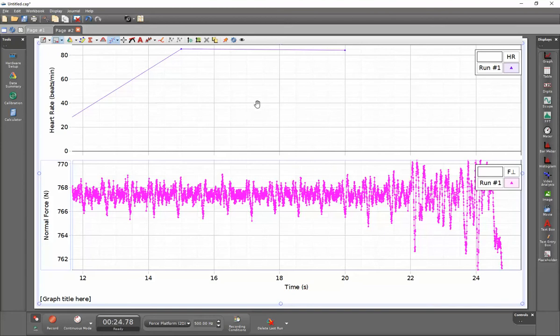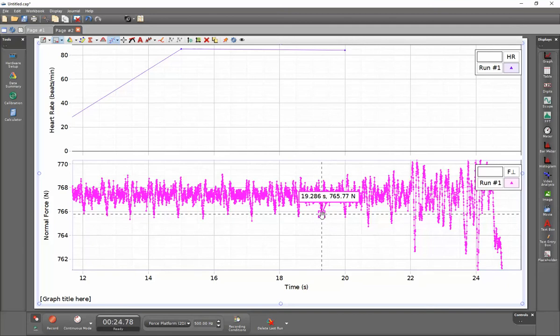To determine the values down here, I'm going to select this graph to be my active graph. Then I'm going to go up and select my Smart Tool. I'll go down and select Add Coordinates Delta Tool. That will give me a cursor that will allow me to select one of the minimum values that's around this value of known heart rate.